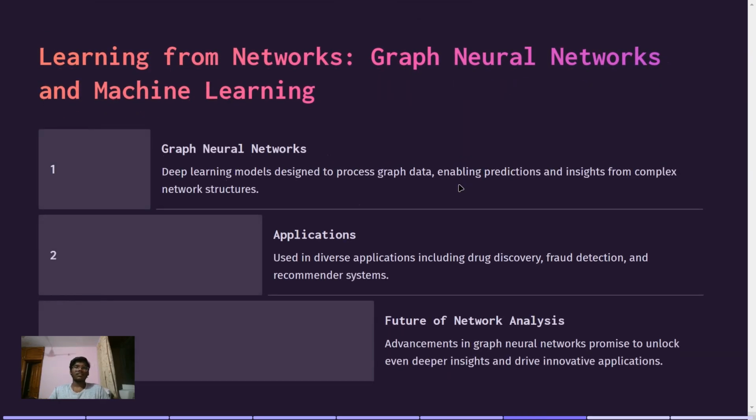Learning from networks: graph neural networks and machine learning. So what are graph neural networks? Deep learning models designed to process graph data, enabling predictions and insights from complex network structures. They are used in diverse applications, including drug discovery, fraud detection, and recommender systems. And the future of network analysis: advances in graph neural networks promise to unlock even deeper insights and drive innovation.